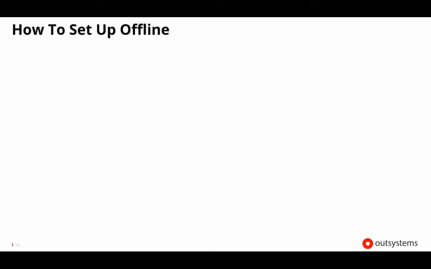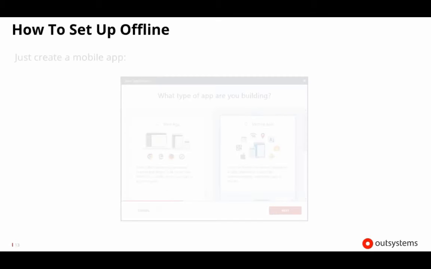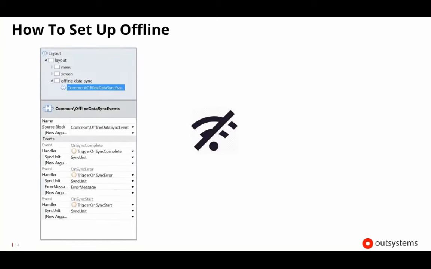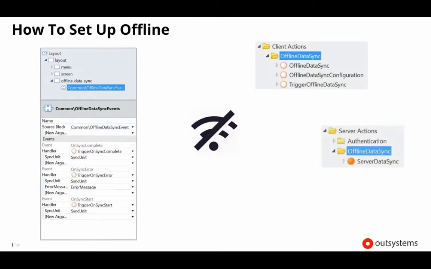So how to set up offline? It's easy. We just need to create a mobile app on our Service Studio, and the offline will already be there. So when a mobile application is created, automatically you have access to a block to manage the sync events, client actions for synchronization, server actions, and local storage entities to create data inside the devices.